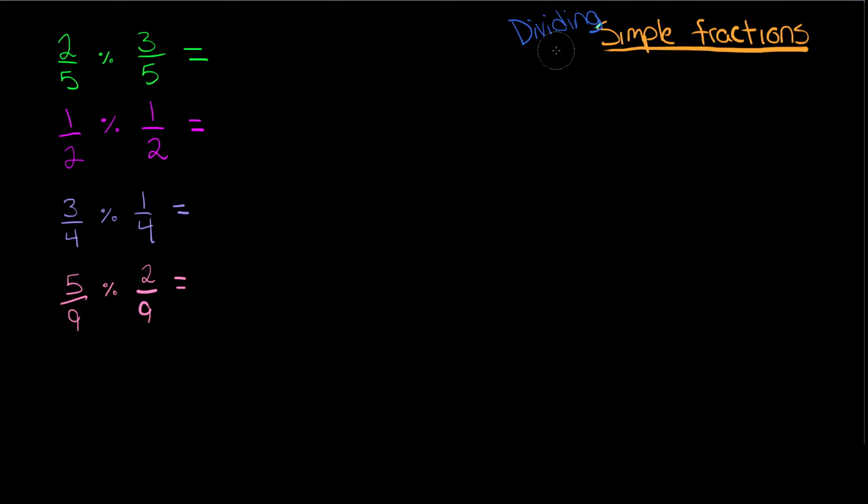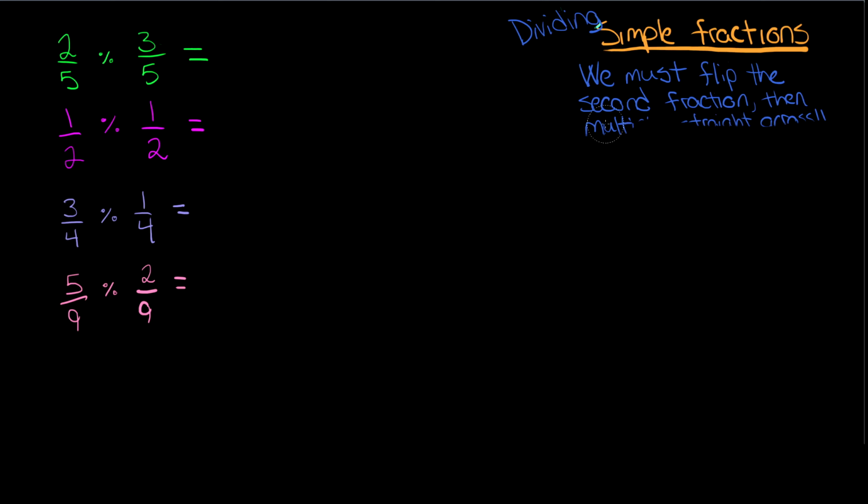Now we have our group of simple fractions that we're going to be dividing, and let's see what our tip says. We must flip the second fraction, then multiply straight across. So it's very similar to multiplying fractions, except we have this extra step. So we must first flip the second fraction, then we just multiply straight across. Easy peasy, lemon squeezy.